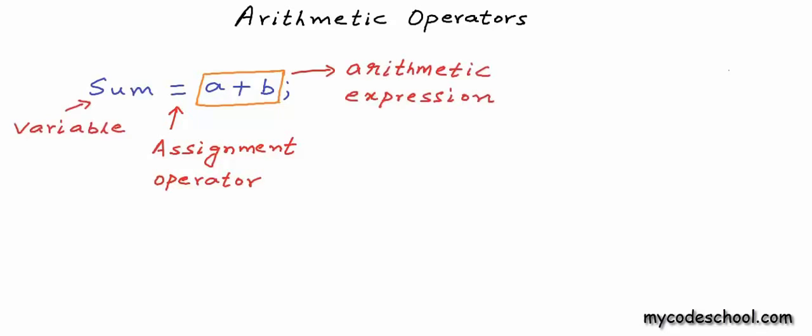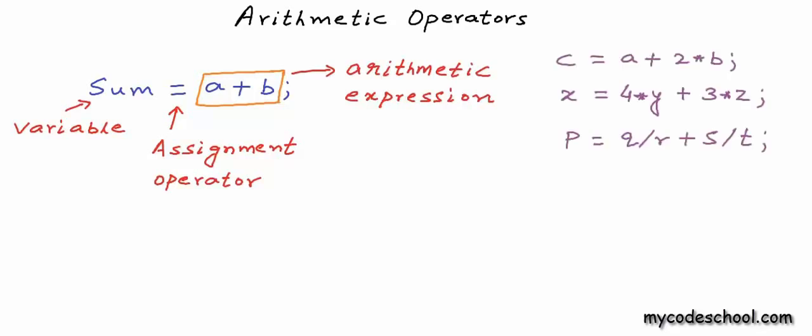We cannot have anything else on the left of an assignment operator. It must always be a variable. On the right we can have a constant, a variable, or an expression. Here we have an arithmetic expression, a really simple one. We could have a really complex one with multiple constants, variables, and operators.